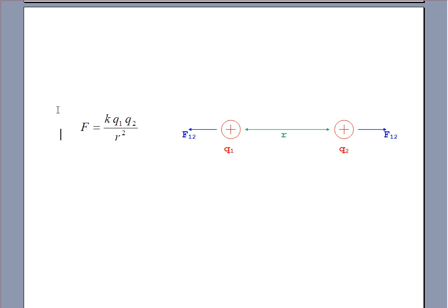And you can play the game in reverse. If you made the R 3 times smaller, then the force will grow by a factor of 9. So I'm always squaring the factor that people are changing the R by. Somebody says, oh, I made the R 5 times bigger. Oh, then the force went down by 25. You can play the game backwards.